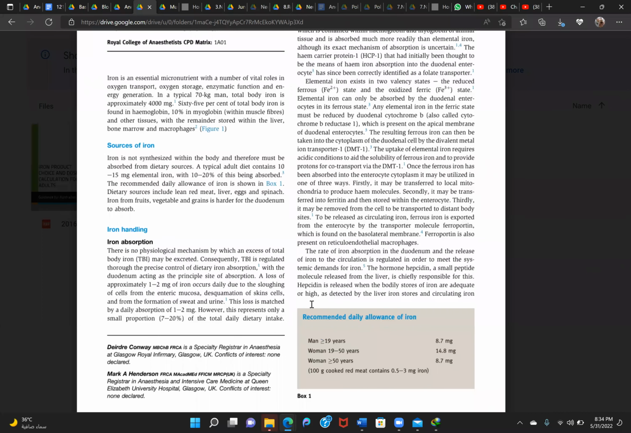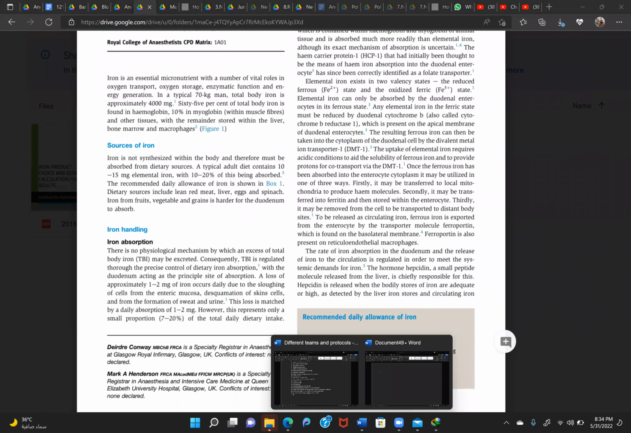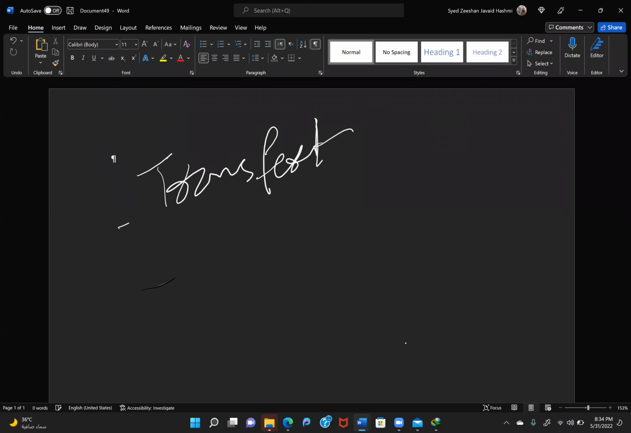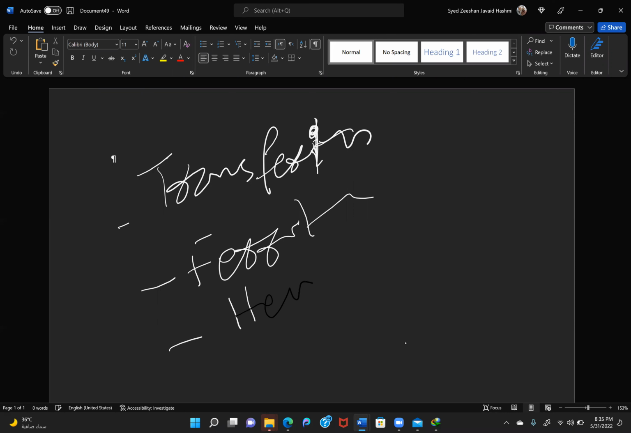Another concept related to iron is the movement of iron throughout the body. How is iron transported throughout the body? Transferrin. Yes, it is transferrin. So you should have a concept of what transferrin is, what ferritin is, hemosiderin, and then hepcidin.